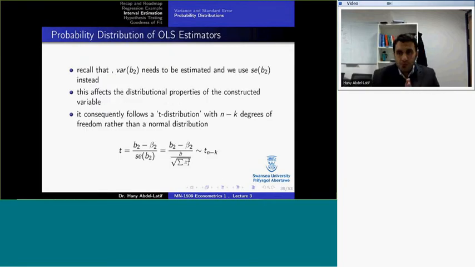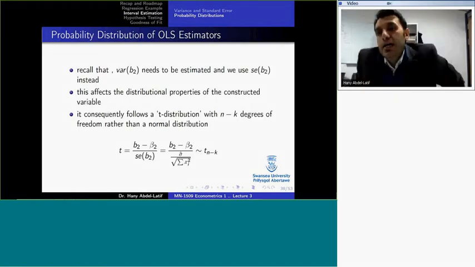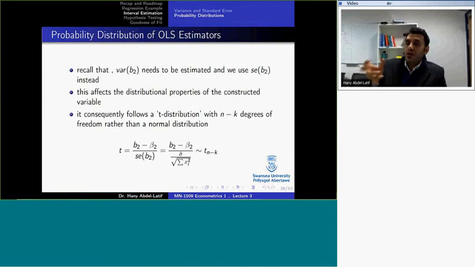One thing to recall at this point is that when we calculate the variance of B2, we need to estimate it. We didn't use sigma squared, we used sigma hat squared, and that's why we have the standard error here rather than the standard deviation. So we have the standard error of B2, and that makes this distribution a bit different from the standard normal distribution.